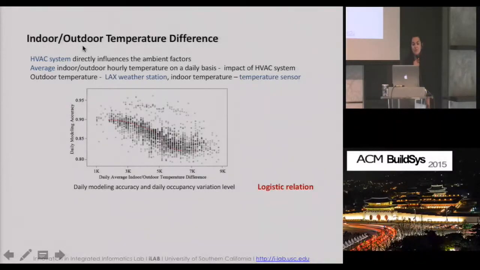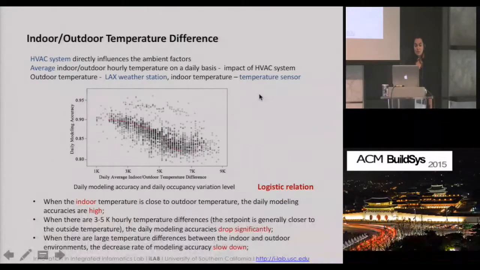is indoor-outdoor temperature differences. Because we have been collecting this ambient information when the HVAC system was running in two different buildings, we wanted to understand the impact of HVAC on the ambient contextual information, and therefore the occupancy. So what we've done is average indoor-outdoor temperature on an hourly basis, then on a daily basis. For outdoor temperature, we use a weather station. For indoor temperature, we use temperature sensors.